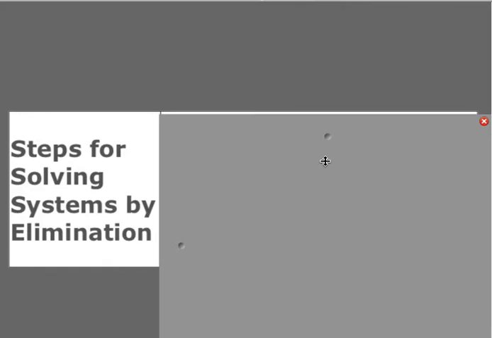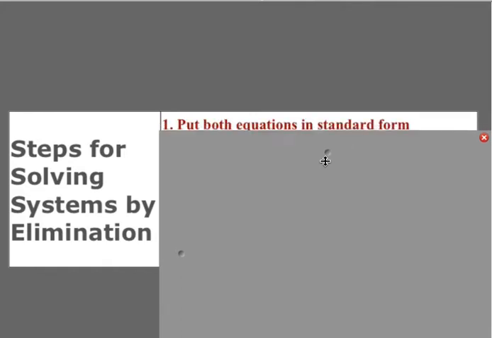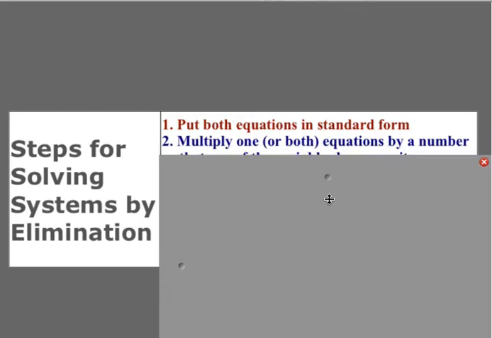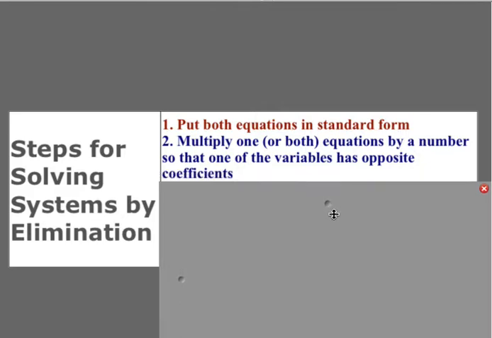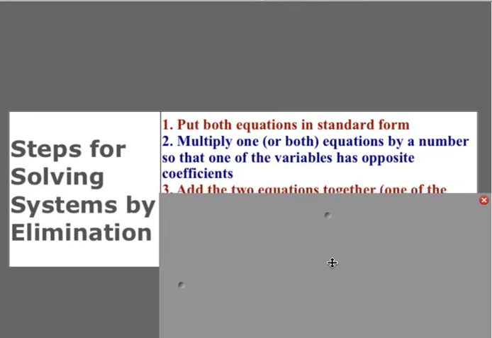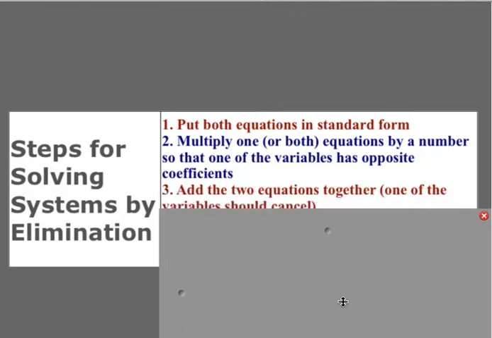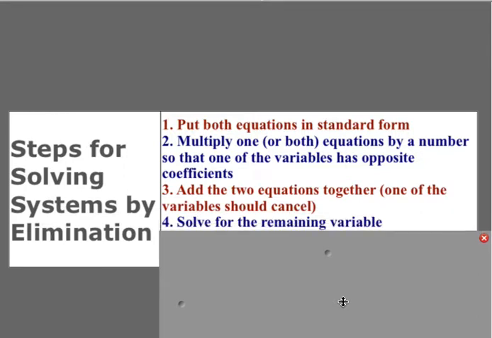We talked about some of the steps in the first part of the video. One of the first steps is to put both equations in standard form. That's the same as the front page. Then we want to multiply one or both of the equations by a number so that the variable has opposite coefficients. Remember, we're looking for same number, opposite sign. So that might require us to actually multiply by a number. This is where knowing your multiplication is going to come in handy.